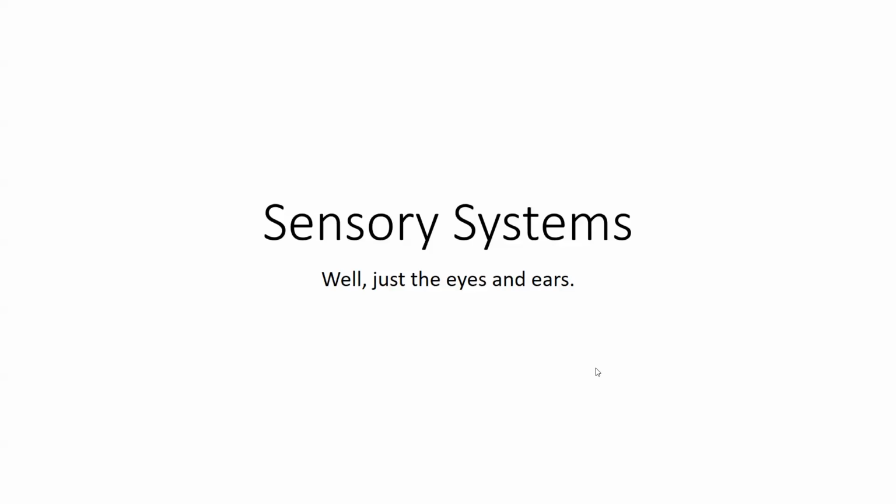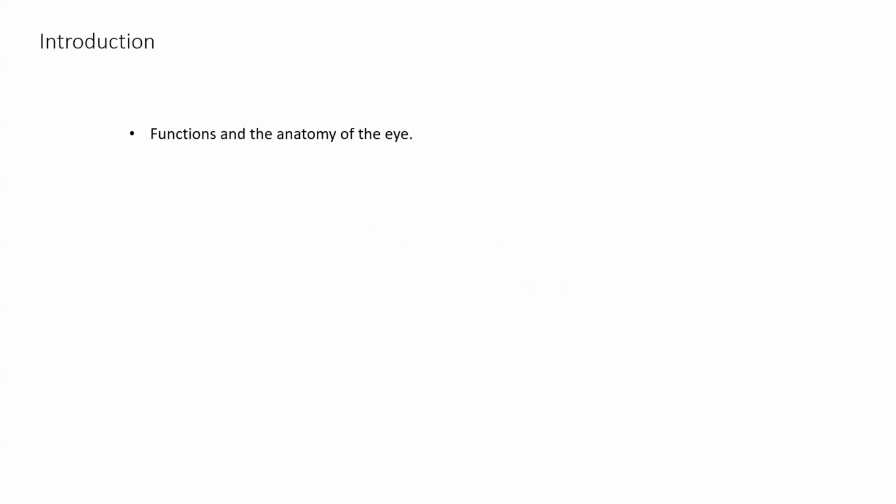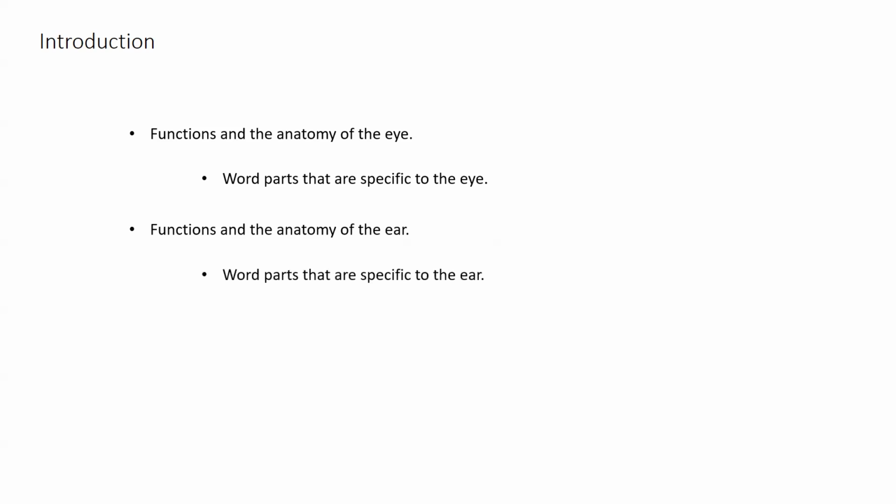Okay, we're going to do the sensory systems in this chapter, but the sensory systems we're going to do is just the eyes and the ears. There are others that we're not going to cover and aren't covered in your textbook. As usual, I'm going to cover the functions and anatomy of the eye, but then I'm going to talk about the word parts specific to the eye, and then go to the ear and talk about the function and anatomy of the ear, and then talk about the word parts specific to the ear.